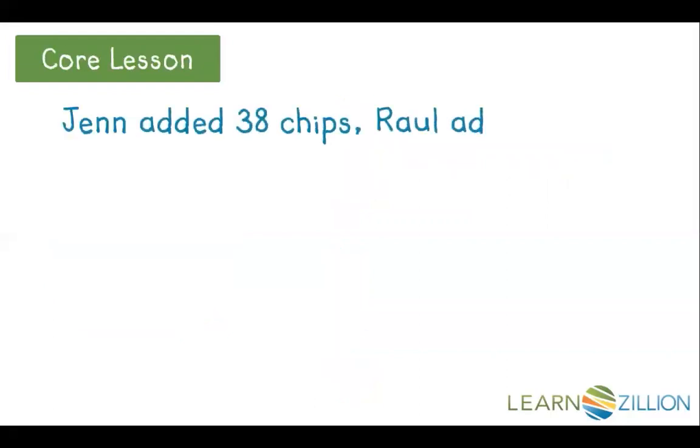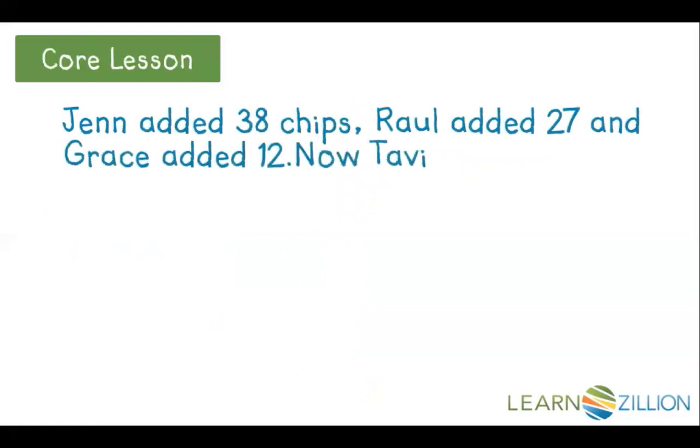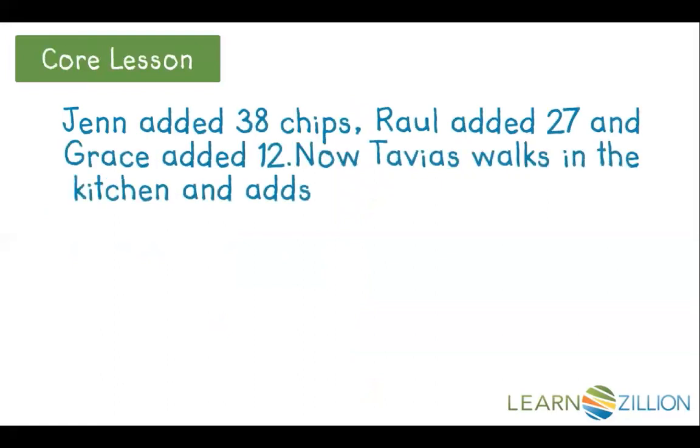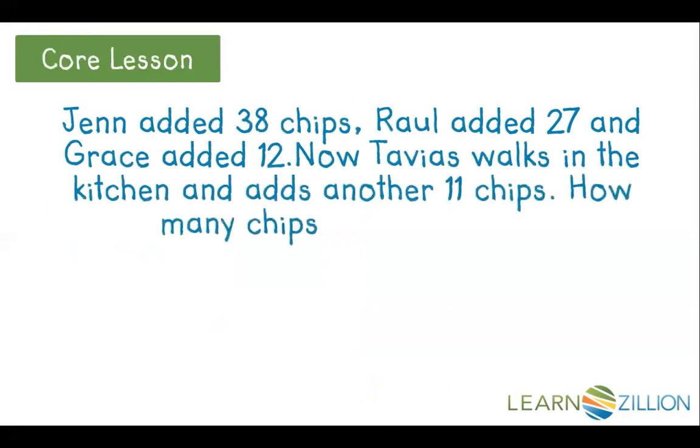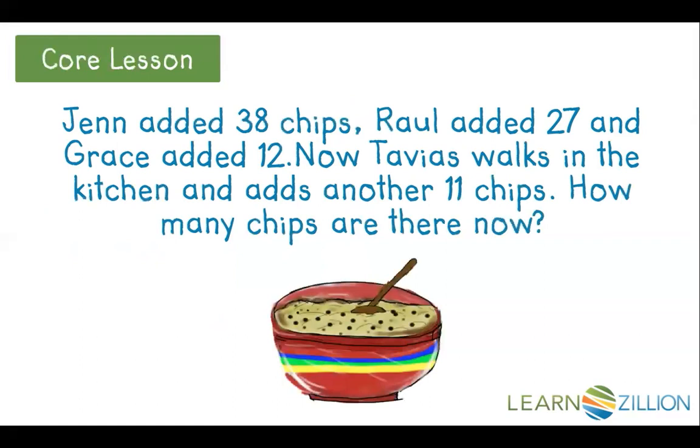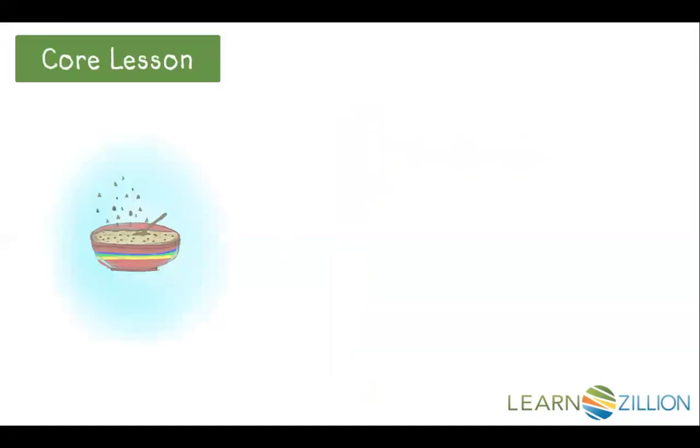Now Jen added 38 chips, Raul added 27 chips, and Grace added 12 chips. Tavius walks in the kitchen and adds another 11 chips. How many chips are there now? 38 plus 27 plus 12 plus 11. We will need to add these numbers. We will set up our addition sentence vertically. 38 plus 27 plus 12 plus 11.